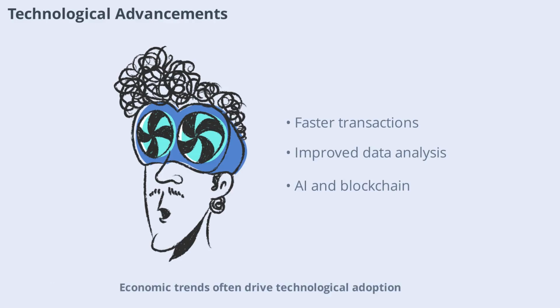Technology has transformed investment banking, enabling faster transactions, improved data analysis, and greater efficiency. Economic trends often drive technological adoption, as banks seek to stay competitive in changing markets. Innovations like artificial intelligence and blockchain are reshaping how banks operate and interact with clients. By leveraging technology, investment banks can better respond to economic shifts and deliver enhanced value to their clients.